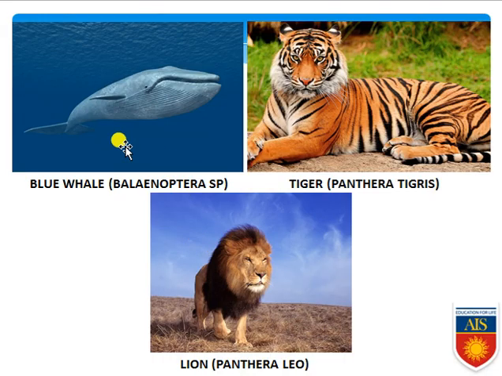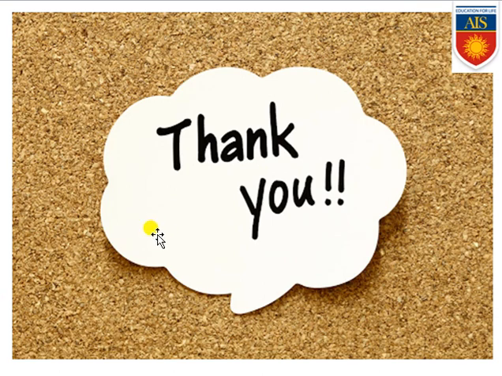And at last we can see the blue whale, that is the largest organism of this world, Balaenoptera sp., tiger, that is Panthera tigris, and lion, that is Panthera leo. So these organisms all belong to the class Mammalia.